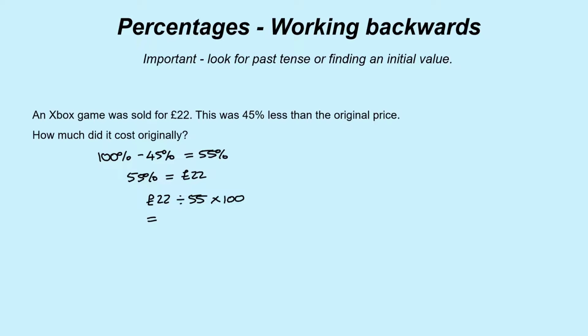Now, there's loads of various different ways of laying that out. It's all the same basic idea. So if we type that into the calculator, 22 divided by 55 times 100, you get £40. And that tells you the original price of the game. As I say, you may have seen that a different way. That's fine. I think this is the way that works best for calculator and non-calculator questions. So let's have a look at another example.